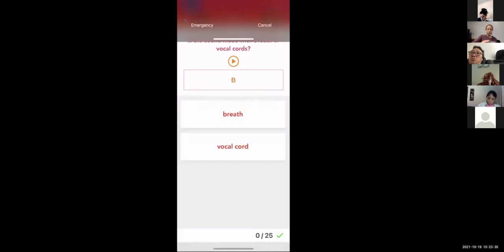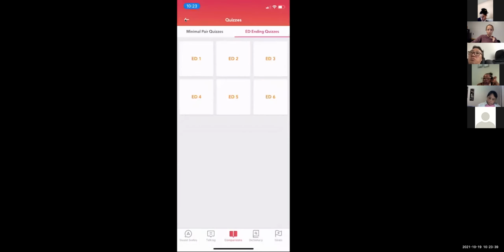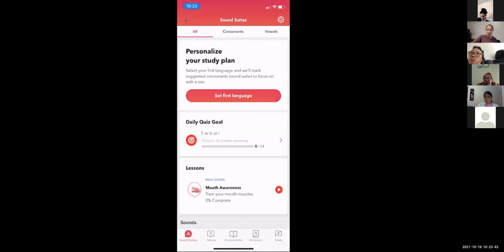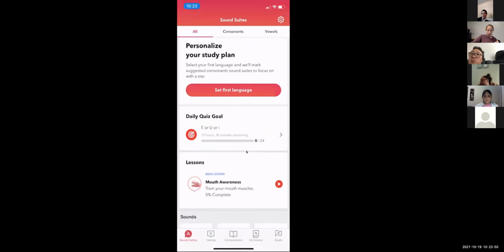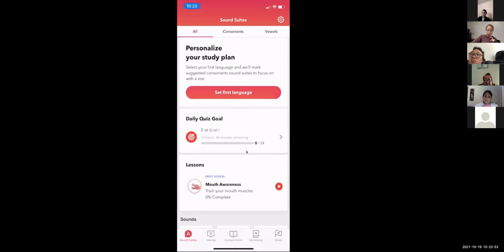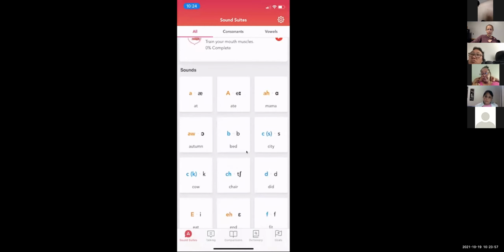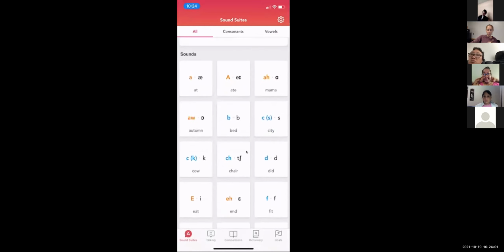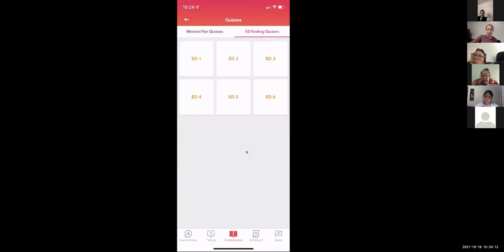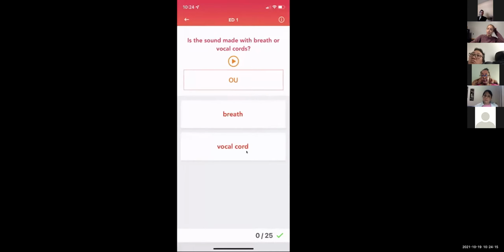But this app is really cool because, there's my little cat. This app is really cool because it does provide lots of different practices and exercises. You can set a goal for yourself and take quizzes. I didn't have a goal yet, but you can do different practices and exercises. It takes you through the different vowel and consonant sounds and teaches you how to make your mouth, and you can send a voice memo and all kinds of really fun and cool stuff. The thing that I really like are these ED endings, where it will help you identify the different sounds that we can make here.